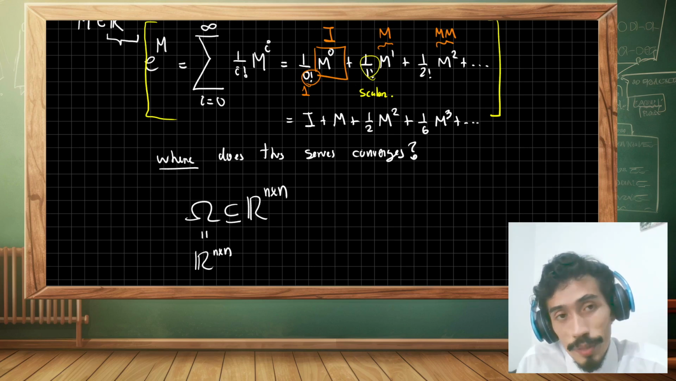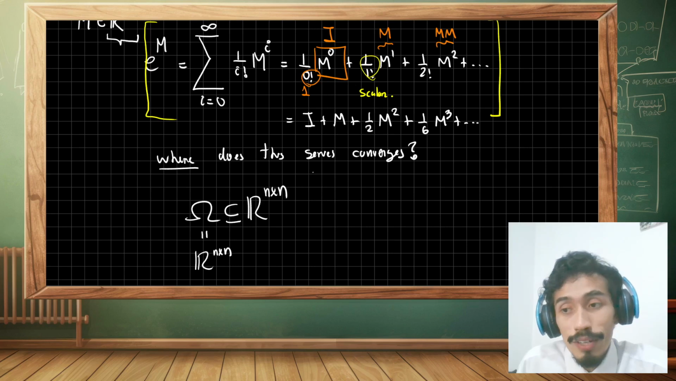So it is very interesting, and this is in fact a very technical result. It requires a lot of lemmas, a lot of propositions, so we will not cover the proof of convergence here. So let's accept that this in fact converges for every matrix M.